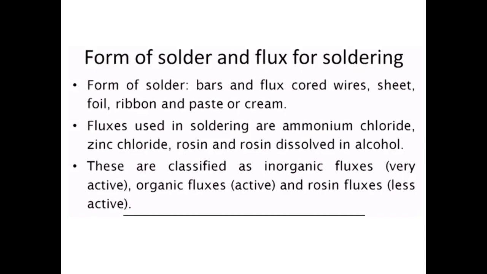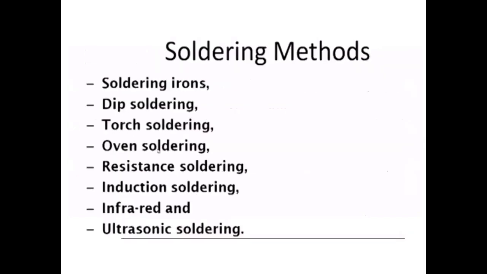Fluxes used in soldering are ammonium chloride, zinc fluoride, rosin, and rosin dissolved in alcohol. These are classified as inorganic fluxes, very active, organic fluxes, which are active, and rosin fluxes, which are less active. Depending on the application you are trying to solder, the flux selection would be made appropriately. As for the soldering methods, soldering irons, dip soldering, torch soldering, oven soldering, right? All these are soldering methods to achieve the same weld. Resistance soldering is also there, induction soldering, infrared, and ultrasonic soldering.